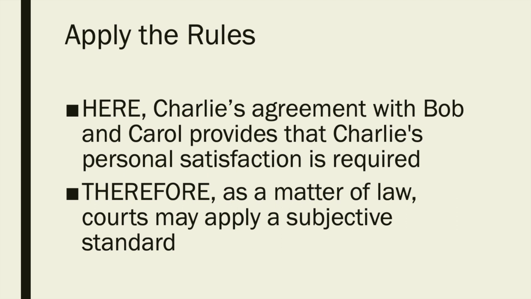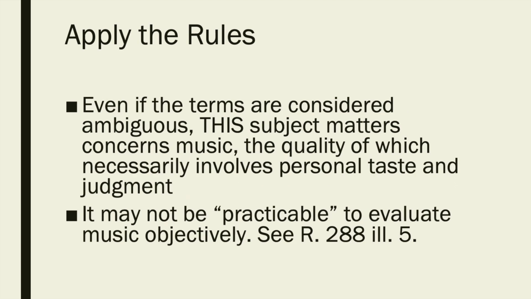Here, under these facts, Charlie's agreement with Bob and Carol provides that Charlie's personal satisfaction is required. Therefore, as a matter of law, courts may apply a subjective standard, even if the terms are considered ambiguous, which I don't think they are. It says personal satisfaction, but you could make an argument that that was somewhat ambiguous. You would still have to look at the subject matter. This subject matter concerns music, the quality of which necessarily involves personal taste and judgment. So it may not be practicable to evaluate music objectively.